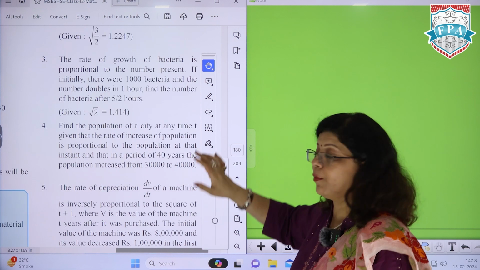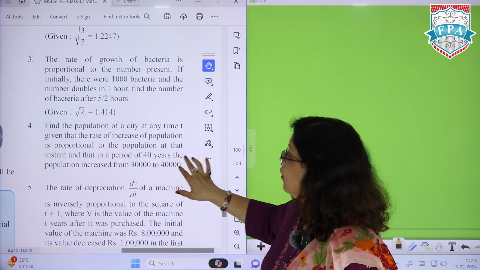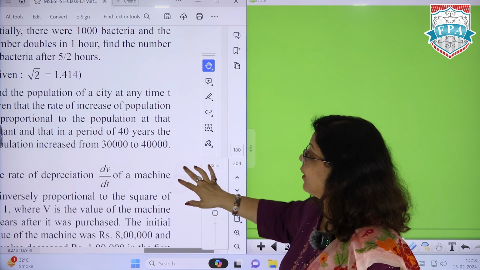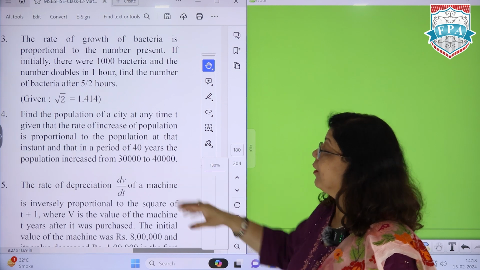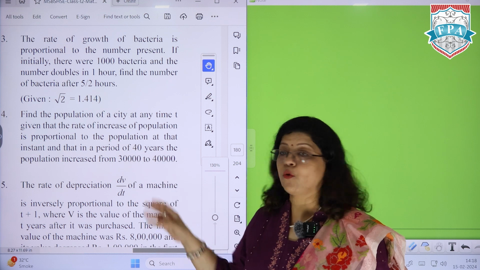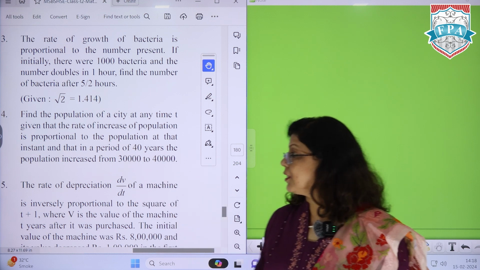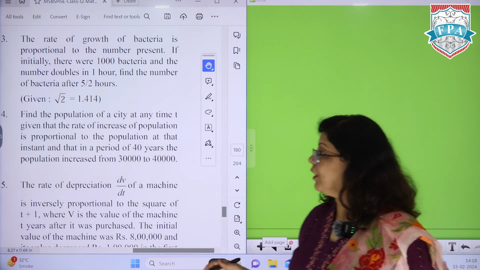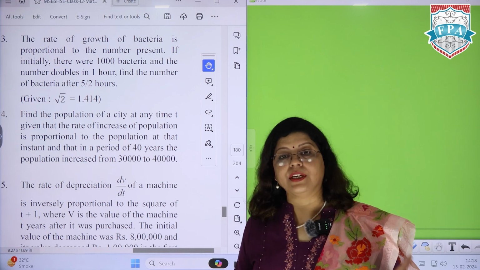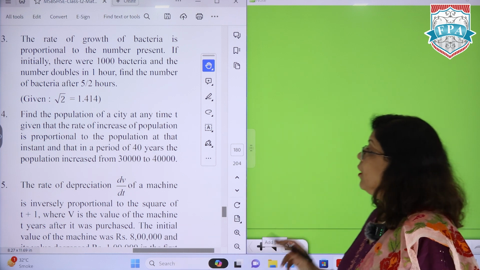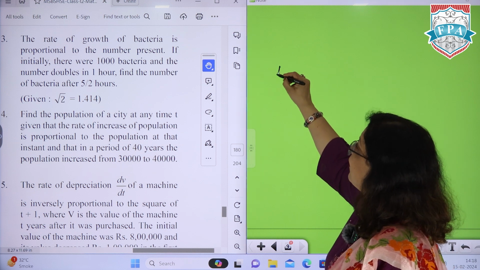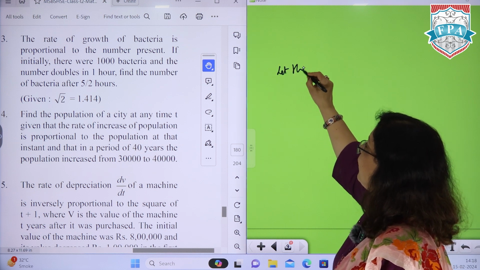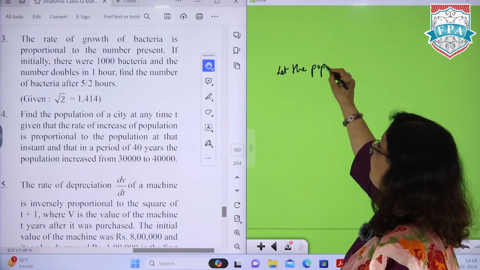Say this is the question number 4 of the exercise. Find the population of a city at any time t, given that the rate of increase of population is proportional to the population at the instant, and that in a period of 40 years the population increased from 30,000 to 40,000. So the first step: let the population at any given time be p.